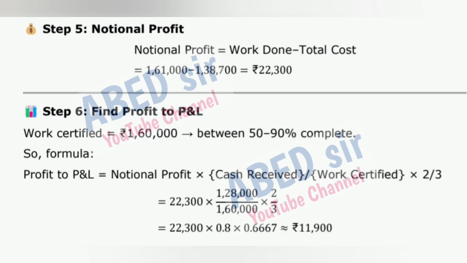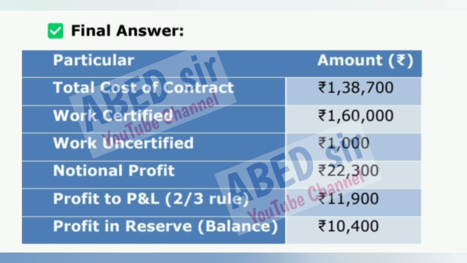Step 6. Find profit to P&L. Work certified is equal to 1,60,000 rupees, between 50-90% complete. So, formula. Profit to P&L is equal to notional profit times cash received over work certified, times 2/3, which gives 11,900.